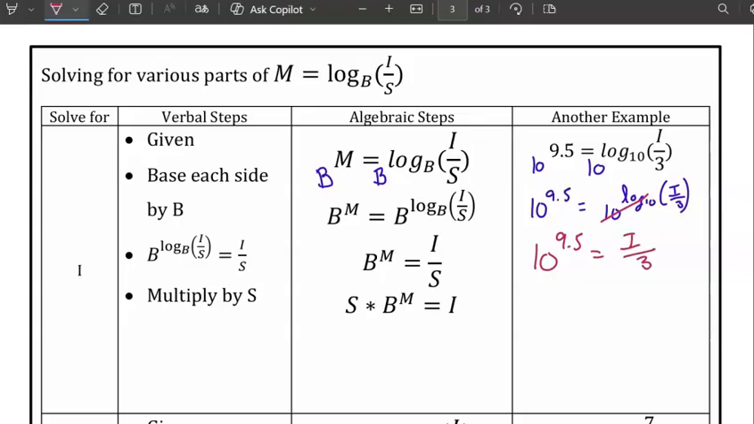The last step is to multiply by s. In this case, it's 3. And then we can rewrite our final answer. 3 times 10 to the 9.5 power equals I.